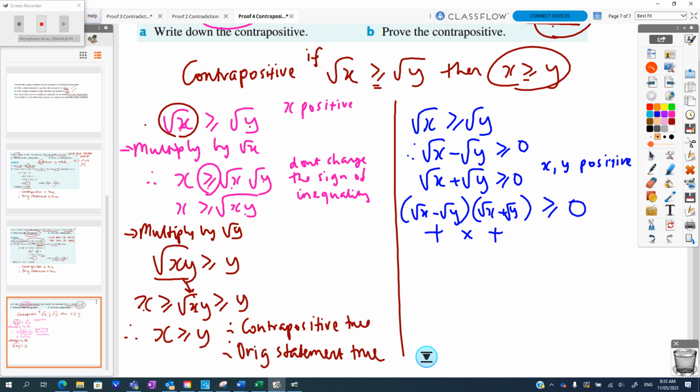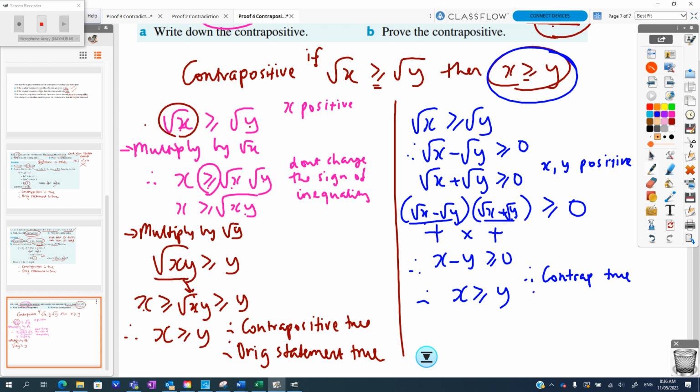And then I multiply out the brackets, which is the difference of two squares. So root x minus root y times root x plus root y equals x minus y. And then I ask that to be an equal sign there. And then take the y across, which is what I'm trying to prove. So therefore the contrapositive is true. So therefore the original statement is true.